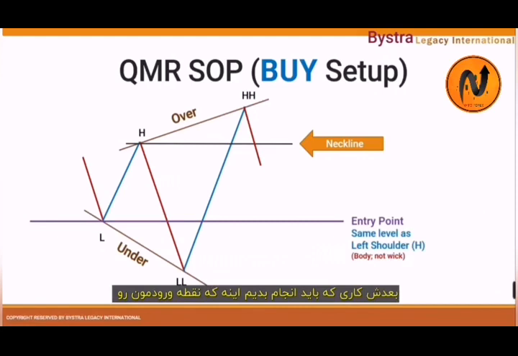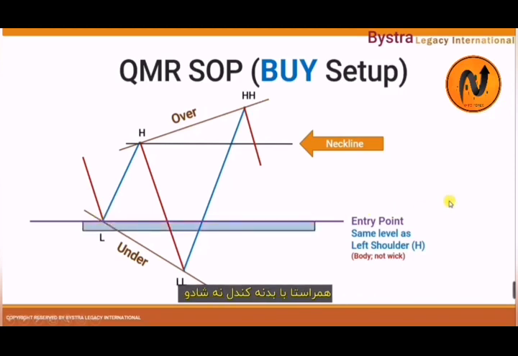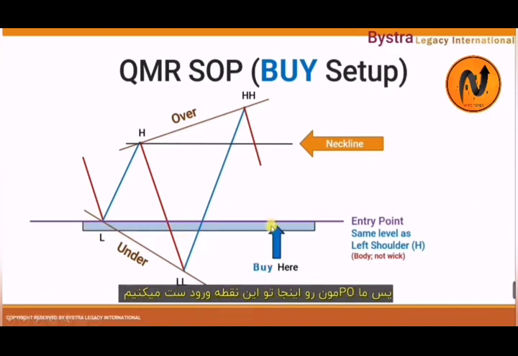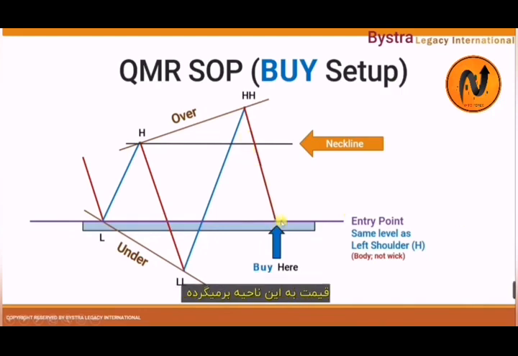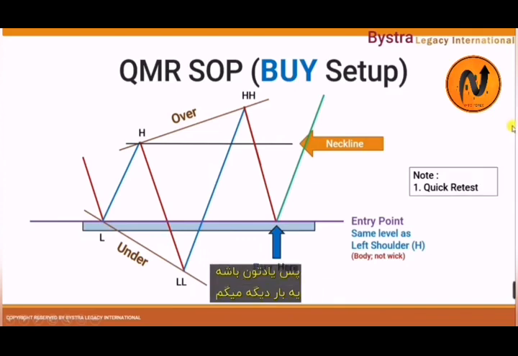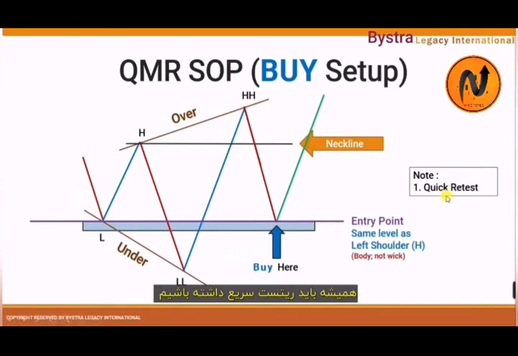The next thing we should do is to mark the entry point at the same level as the shoulder on the left side, at the body and not at the wick. We mark the zone all the way to the wick for ease of monitoring. So we'll set our PO at this entry point. When price comes back to this area, it will continue to go upwards. Remember, once again, it must always be on a quick retest.